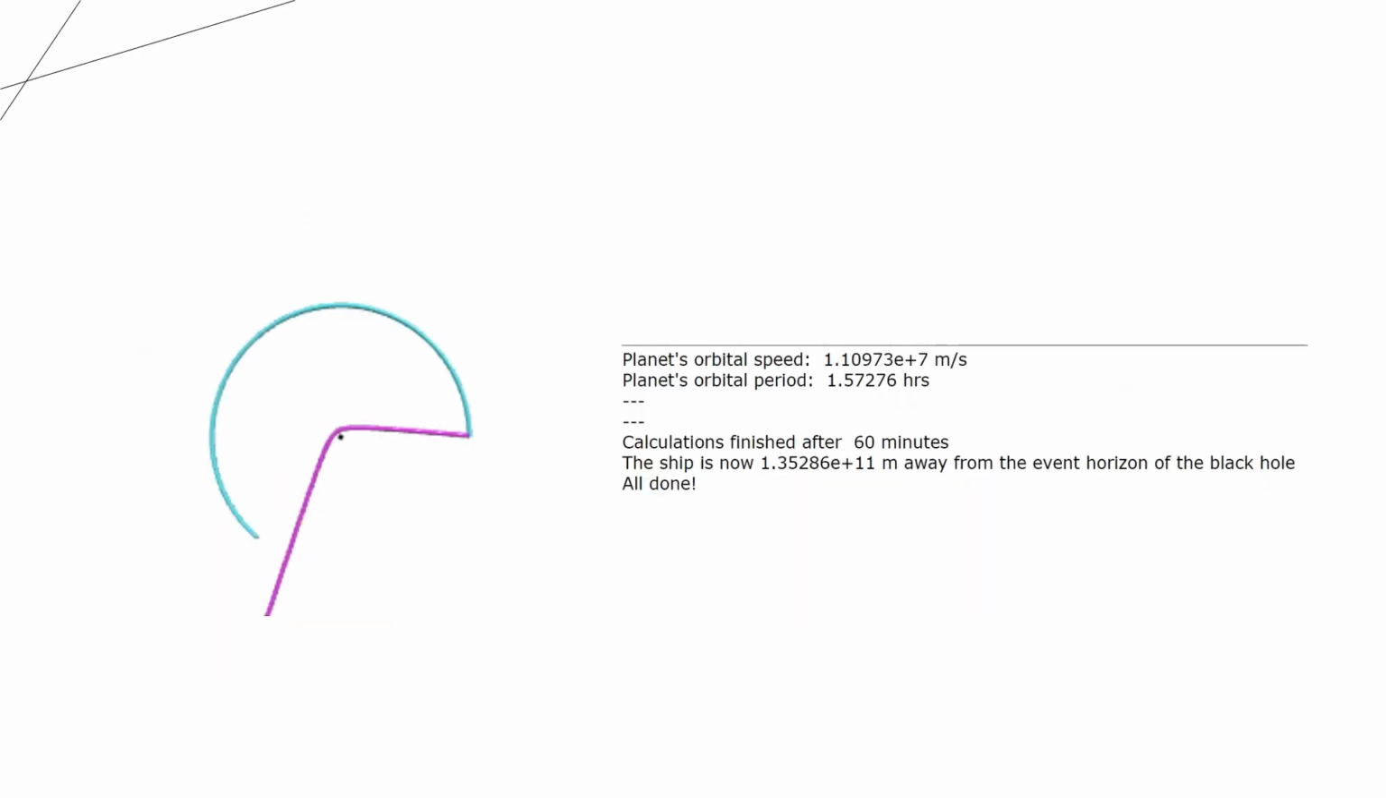On the right side, I also apply the velocity and position update formulas to move the spaceship around. This is the result of the simulation. The ship is now 1.35286 times 10 to the 11th meters away from the black hole.